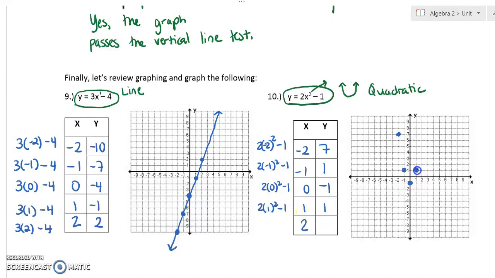So we have 1, 1, which is good because it's symmetrical. And we have 2 times 2 squared minus 1, which is also going to give us a 7. So we have 2, 7. And then we can graph our parabola. Try to make it a U as much as you can. There you go. And that's how we graphed any of those equations from back in the day.